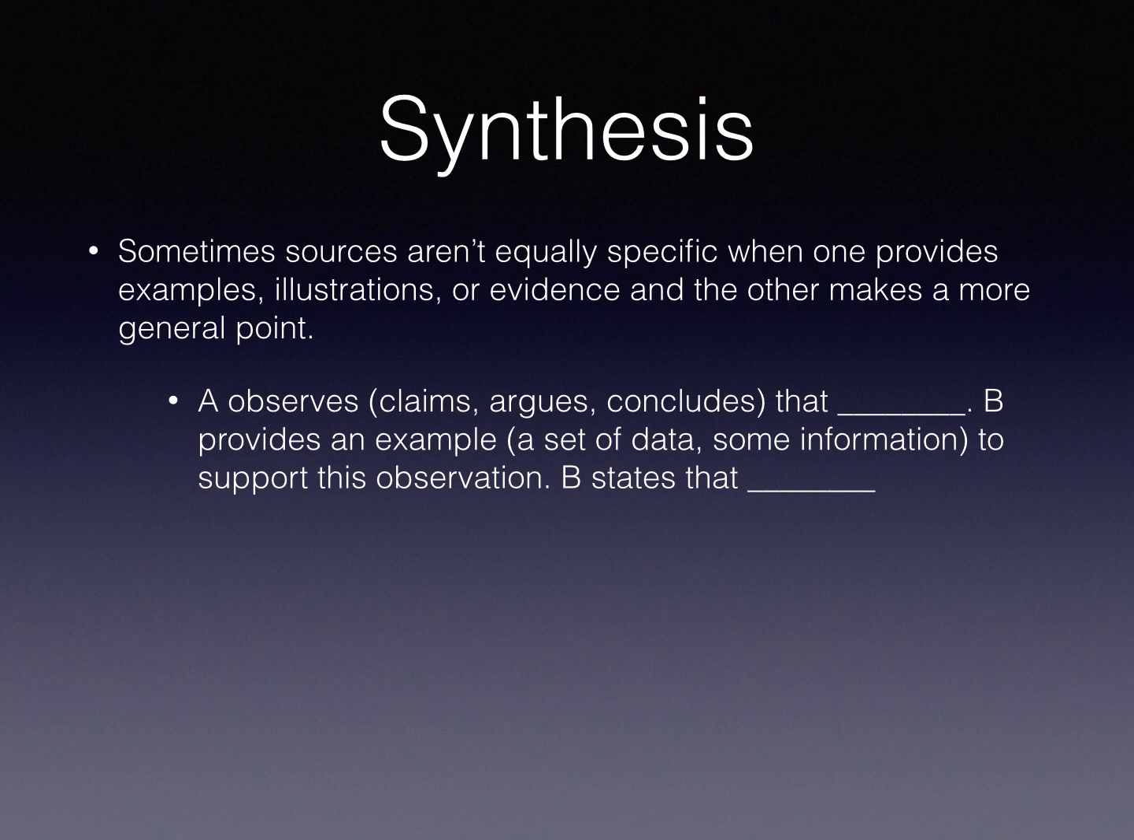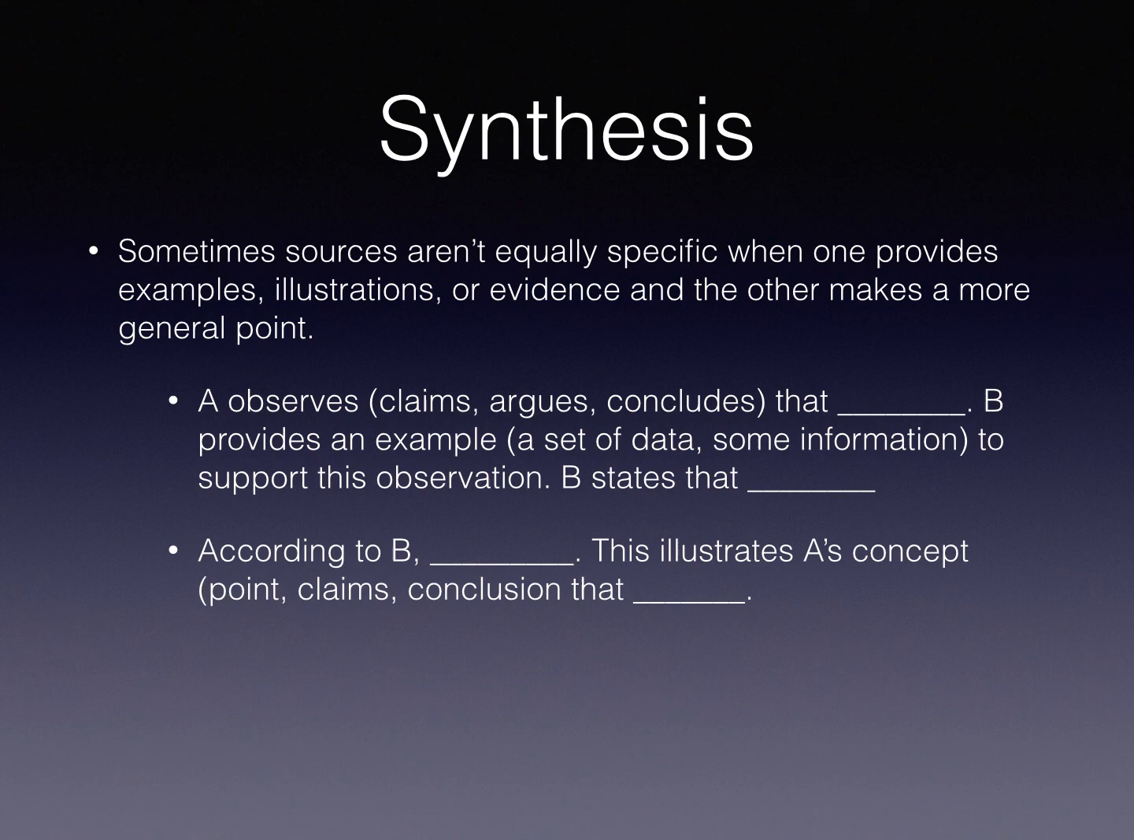In this case, I might just skip A unless A were an incredibly credible source, like Thomas Edison talking about electricity or something like that. But the fact that B has examples or data or information to back up the observation provides more credibility. According to B, something happens.